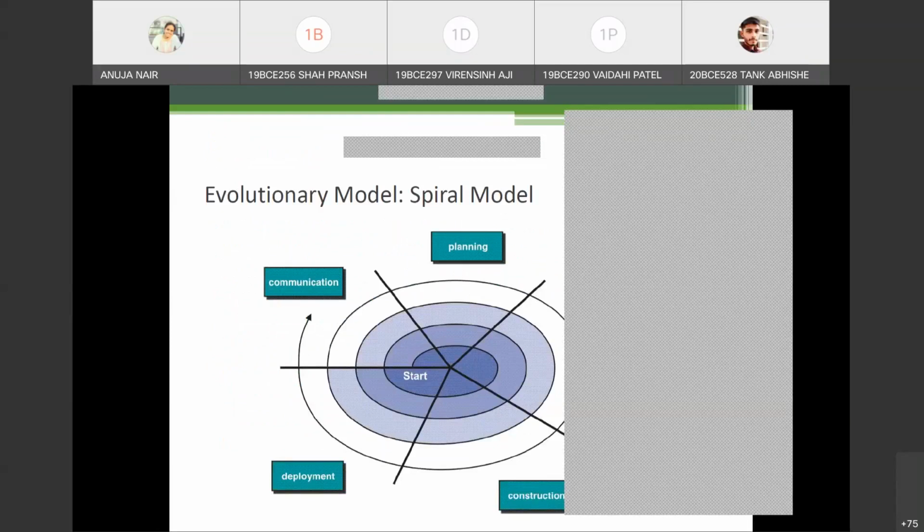Now, spiral model, as this is a small clip part of spiral model. As the name suggests, your entire process model moves in spiral. So it is starting from the inner section where you are starting your product development, and it is going on moving outside, right? Until when.